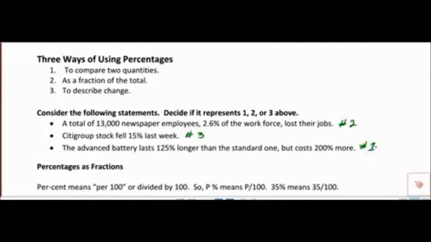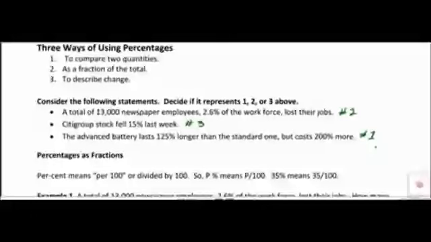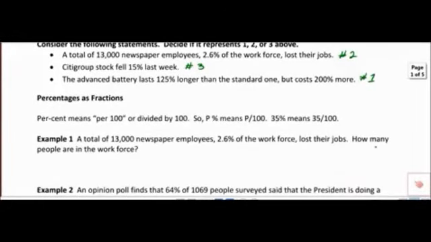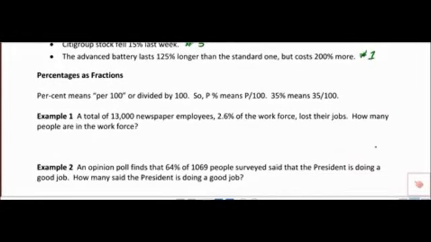So different ways we can use percentages, but always keep in mind that a percentage, the word per means to divide, so a percent means per 100 or divided by 100. So if we're given p%, that just means it's that value of p divided by 100. So 35% means the same thing as 35 divided by 100.